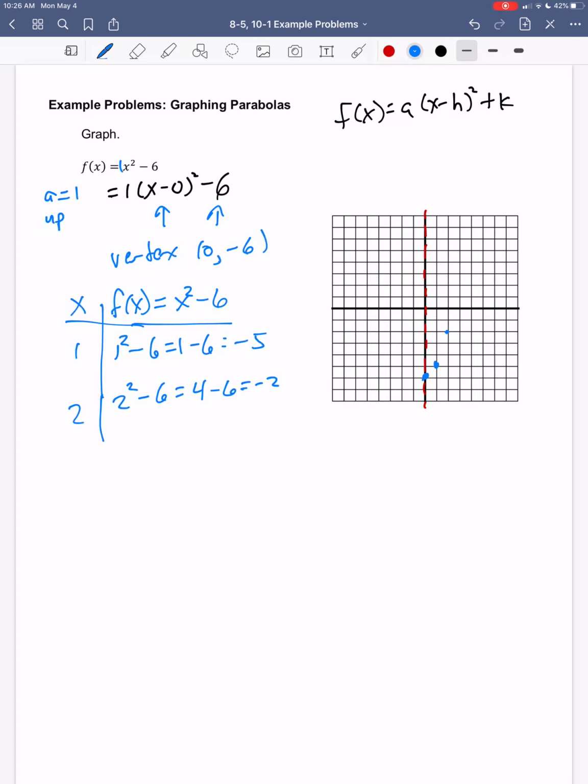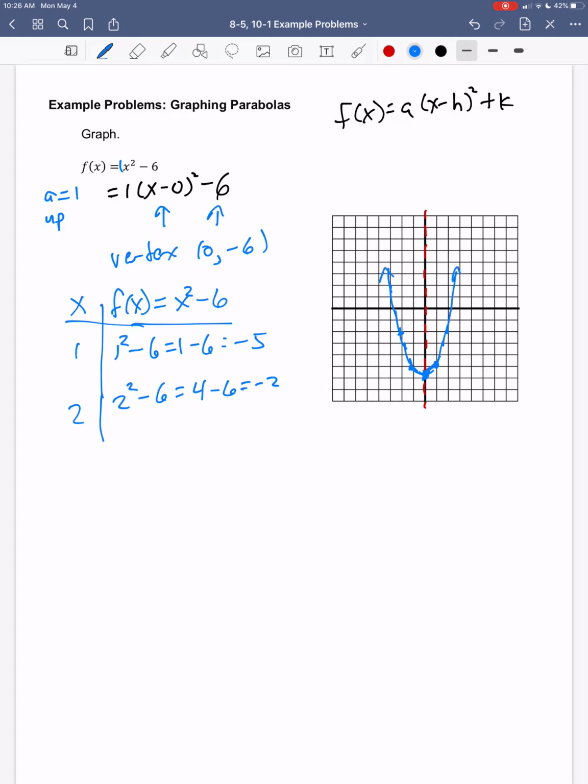Those would be there. Then I use symmetry to get 2 points on the other side of the axis. So this point is 1 to the right, this point is 2 to the right, so I want corresponding points on the other side. I want to go 1 to the left at the same y-coordinate and 2 to the left. And then I get this nice sort of U shape, bowl shape. I can curve through the vertex, and then it should keep opening up and out.